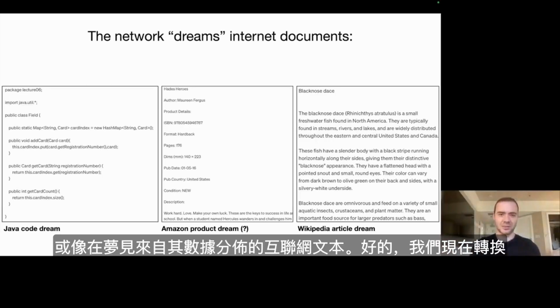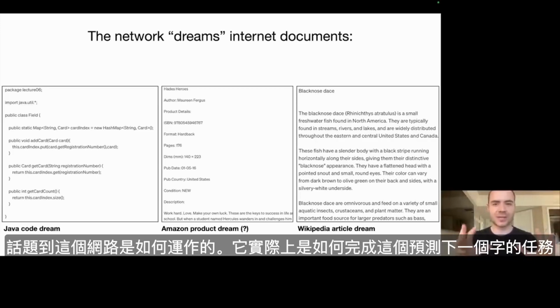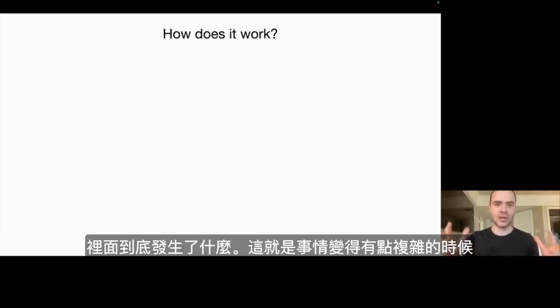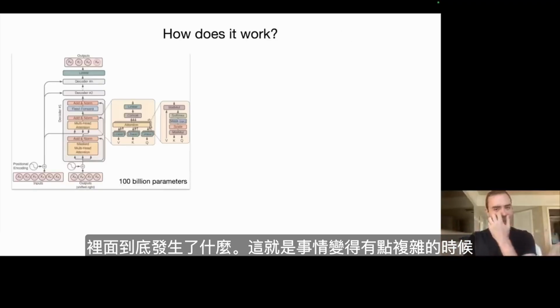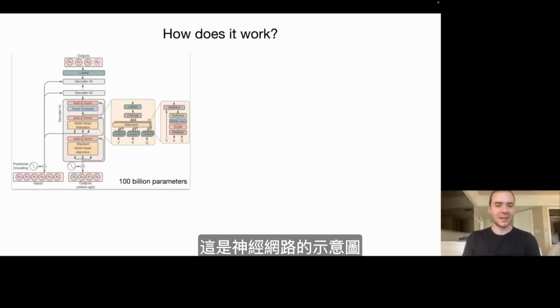Okay, let's now switch gears to how does this network work? How does it actually perform this next word prediction task? What goes on inside it? Well, this is where things complicate a little bit. This is kind of like the schematic diagram of the neural network.